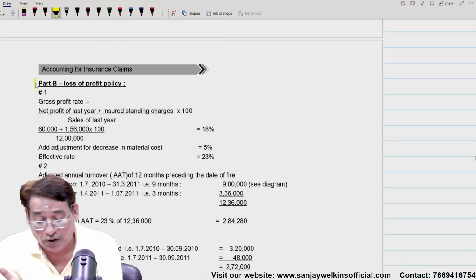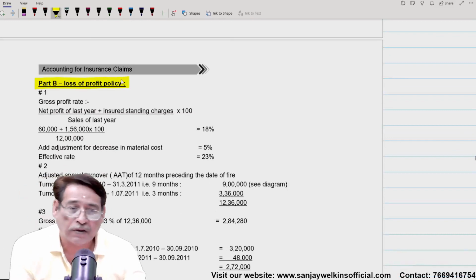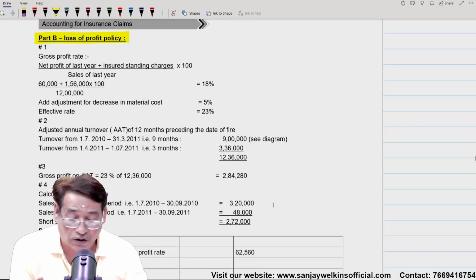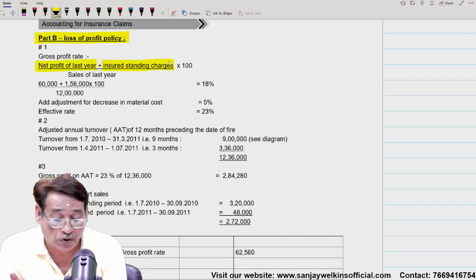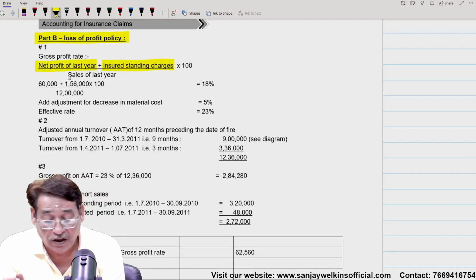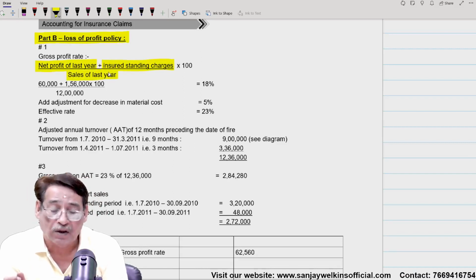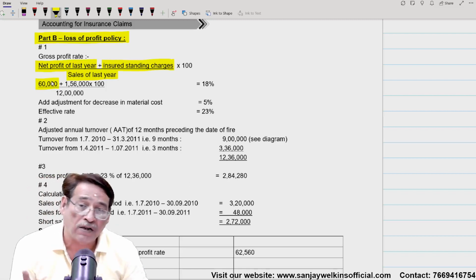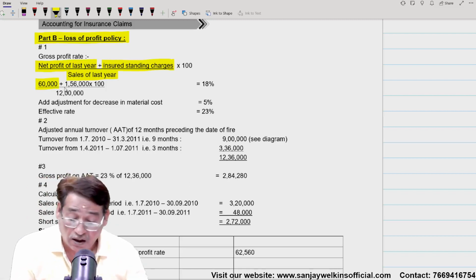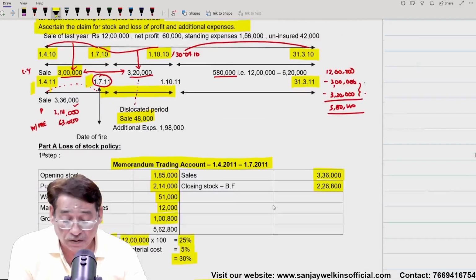Now we are going to compute loss of profit policy. In order to compute the loss of profit policy, first of all, as usual, we are going to take into account net profit of last year, insured standing charges of last year, and sales of the last year. Last year's net profit, as per trading account, it is clearly given 60,000.